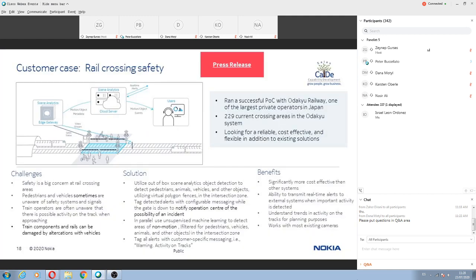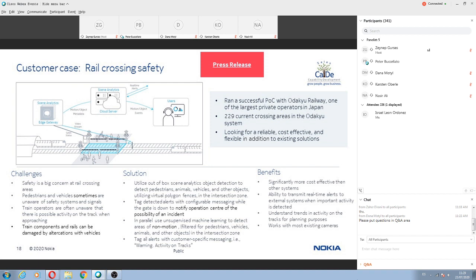So one of the benefits related to the rail crossing safety solution. So we've been working with Daku in Japan. They're a private railway in Japan, very closely, probably for about the last 6 months or so, and have run through a first phase of a POC and planning for a second phase of a POC that will expand the use cases as well as the locations.